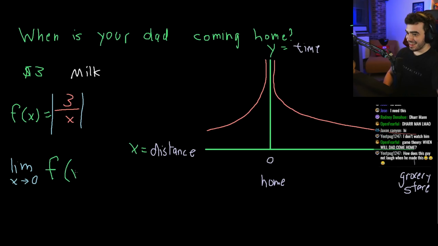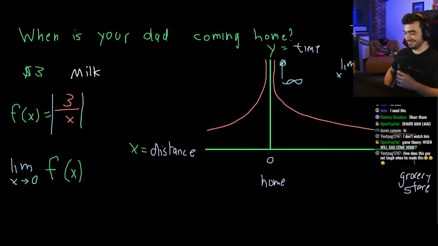Basically, as the x value approaches 0, what value does the y value approach? As you can see on our graph, 0. The y value, or time it takes until your dad gets home, is 0. The limit as x approaches 0 with respect to the equation of the absolute value of 3 over x is infinity.